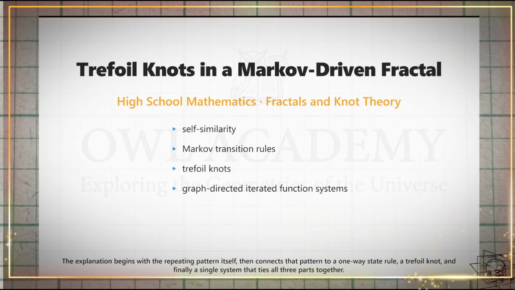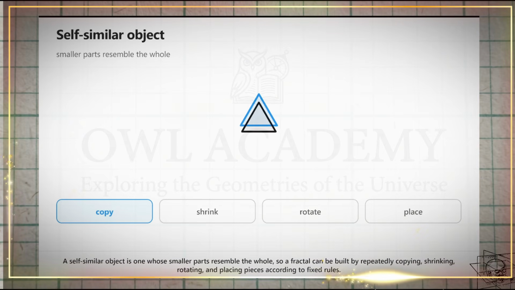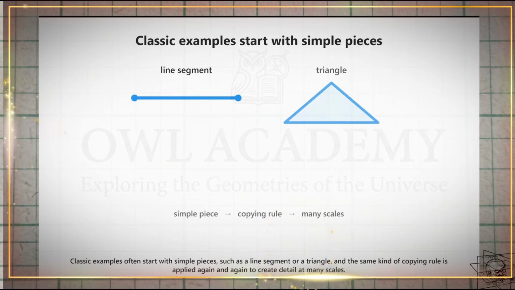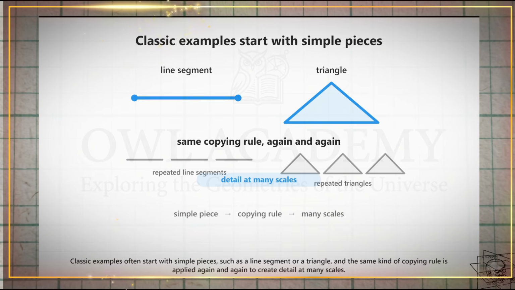The explanation begins with the repeating pattern itself, then connects that pattern to a one-way state rule, a trefoil knot, and finally a single system that ties all three parts together. A self-similar object is one whose smaller parts resemble the whole, so a fractal can be built by repeatedly copying, shrinking, rotating, and placing pieces according to fixed rules. Classic examples often start with simple pieces such as a line segment or a triangle, and the same kind of copying rule is applied again and again to create detail at many scales.